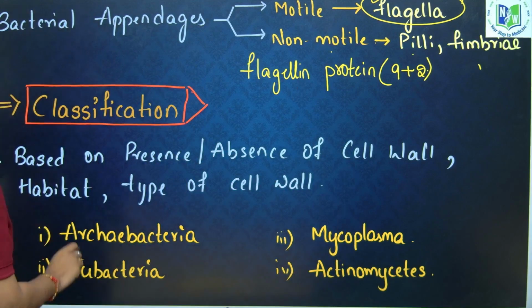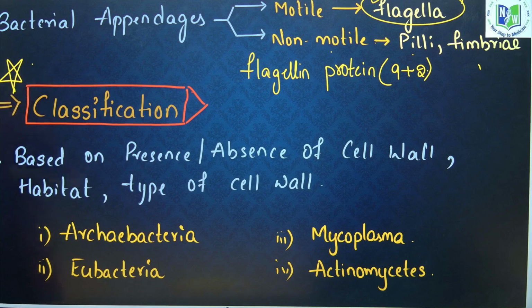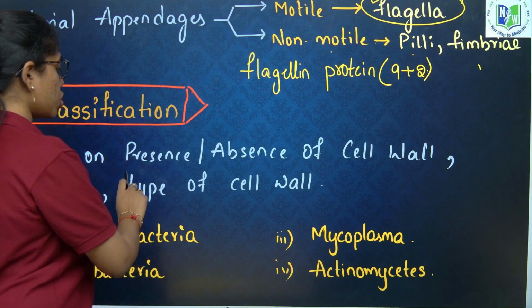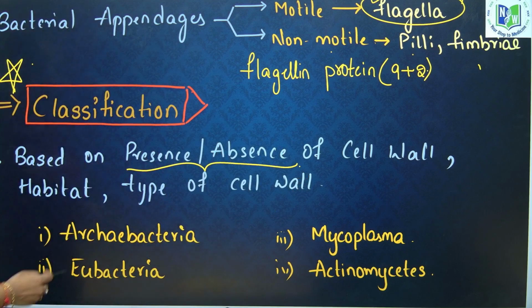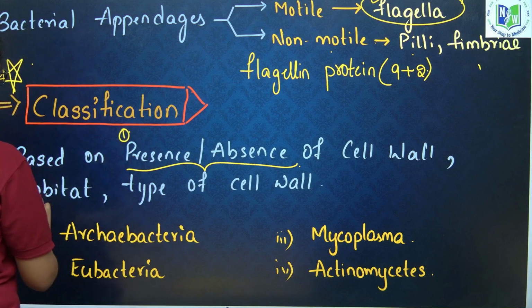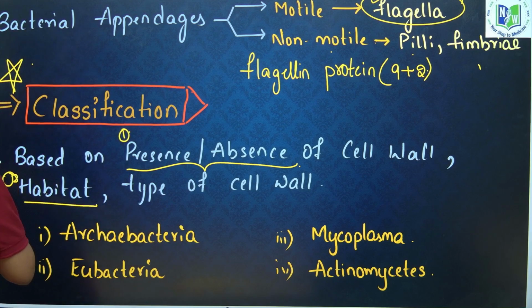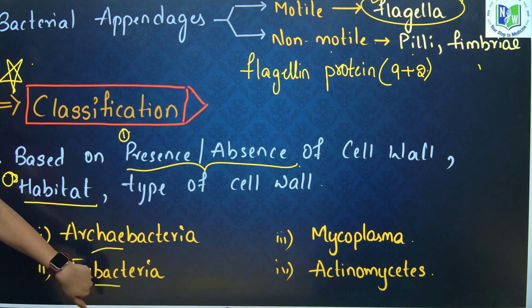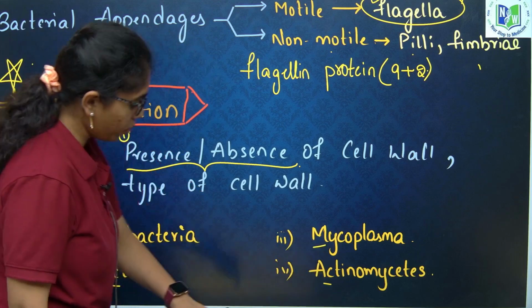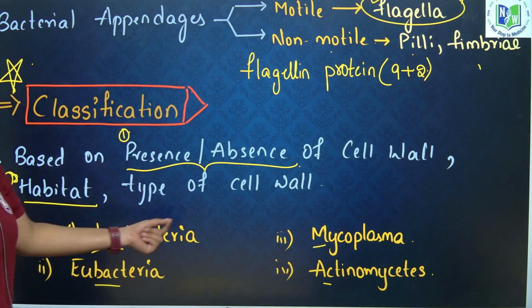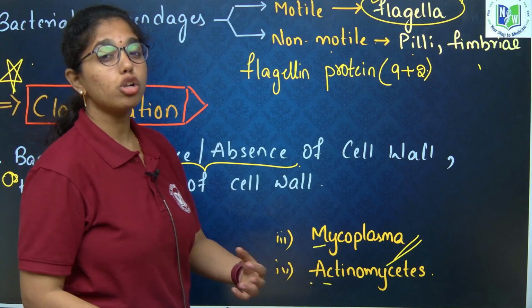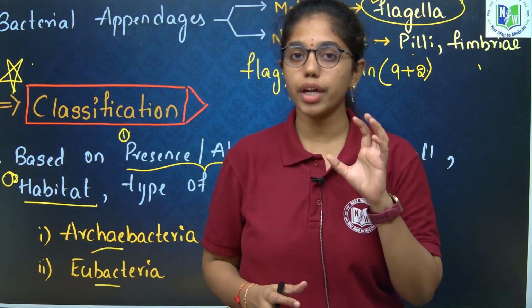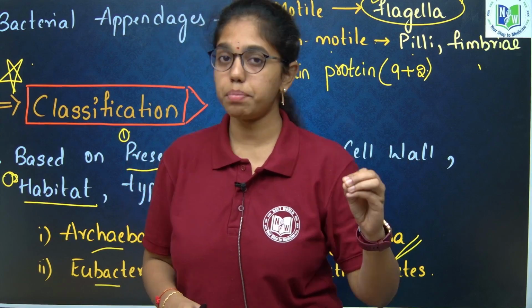Next, classification. Based on the presence or absence of the cell wall, the composition of the cell wall, and habitat, four types of bacteria are classified. They are archaebacteria, eubacteria, mycoplasma and actinomycetes. Till mycoplasma it is enough for NEET aspirants. Actinomycetes also have to be taken care of if you are preparing for other exams.